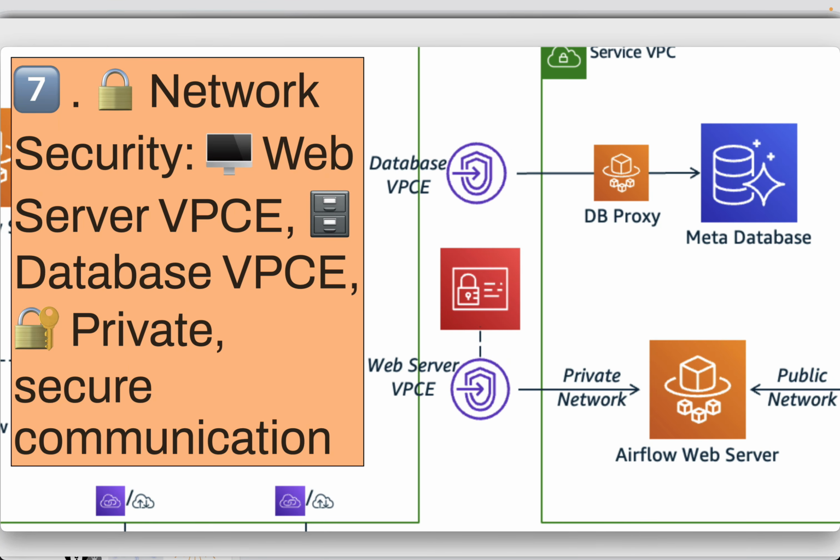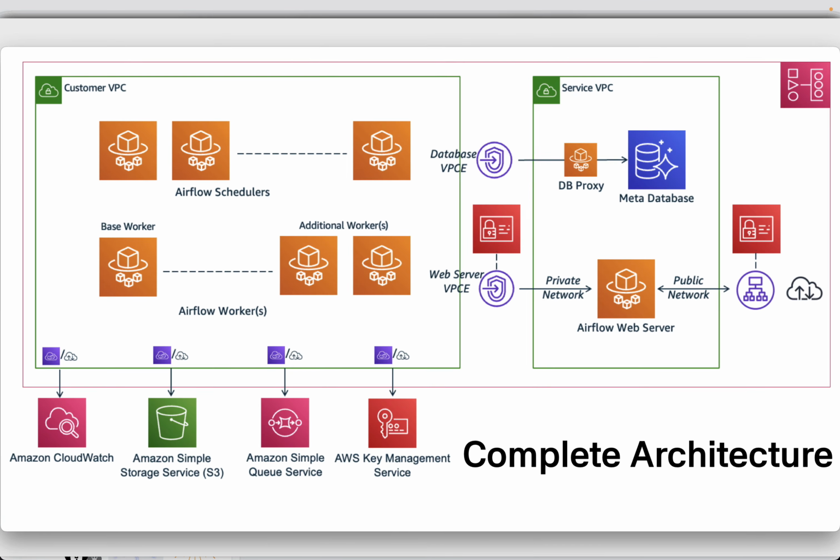Then we have the network security part, which is this part: database VPC and web server VPC. Web server access is secured through a web server VPC endpoint, while database access uses a database VPC endpoint, ensuring private and secure communication between components. And this is the complete architecture.